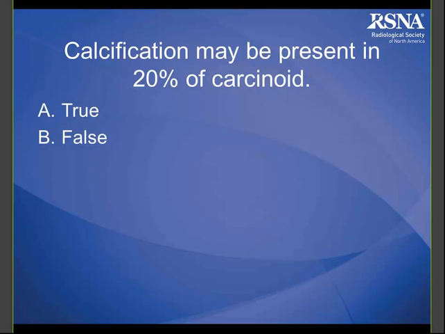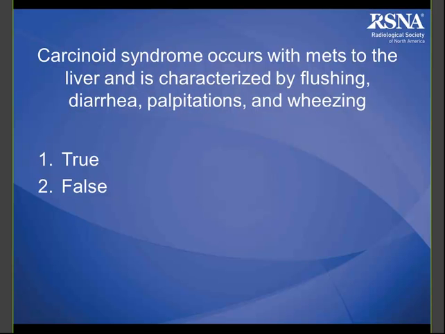Calcification may be present in 20% of carcinoid. True or false? And that's false, and we'll talk about that as well. Carcinoid syndrome occurs with metastases to the liver and is characterized by flushing, diarrhea, palpitations, and wheezing. Now, this is carcinoid syndrome. And that is true, and that's a very common presentation, and it has to do with the metabolism of the serotonin once it reaches the liver that produces these symptoms.